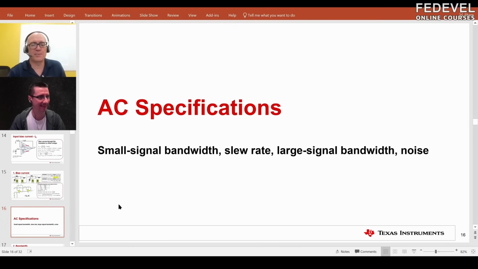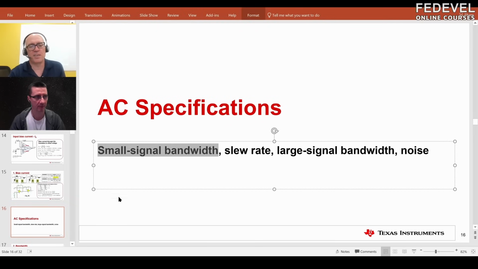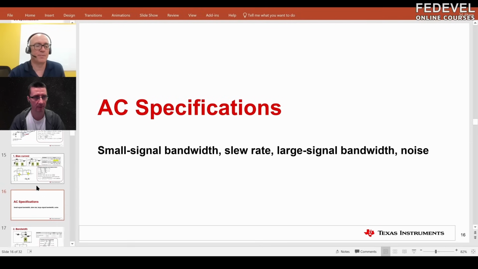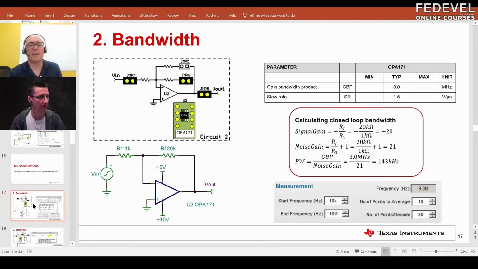Okay. And AC specifications relate to higher frequency signals, audio, or maybe vibration analysis, or something where the AC content of the signal is important. You don't want to distort it, you don't want to have a large noise, and you don't want to attenuate it. So maybe the most important thing with AC is the bandwidth. In other words, how much frequency content can we pass? The slew rate is how fast the output can move. And then finally, we talk about the large signal bandwidth. So let's go ahead and look at that.